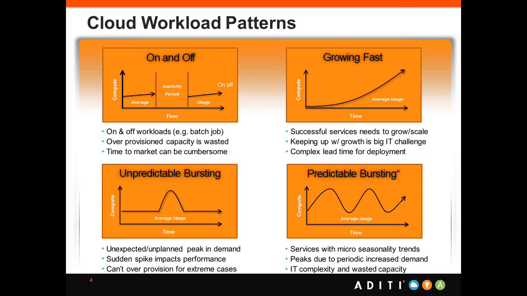Third one, another very interesting one. Third and fourth are very similar, but the third one is unpredictable bursting. It is like the same example. Imagine an online news application, and suddenly there is some disaster happening and millions of people are visiting that site. You are not able to predict that load, that bursting. That is unpredictable bursting, an unexpected, unplanned peak in demand. You can make use of cloud, and on demand it increases the resources, and your site is never down.